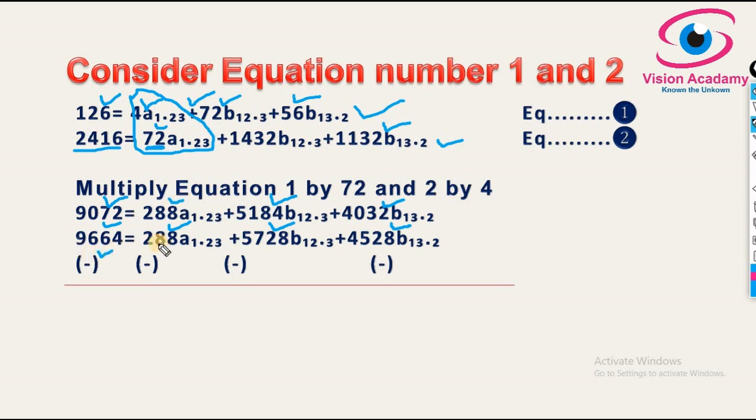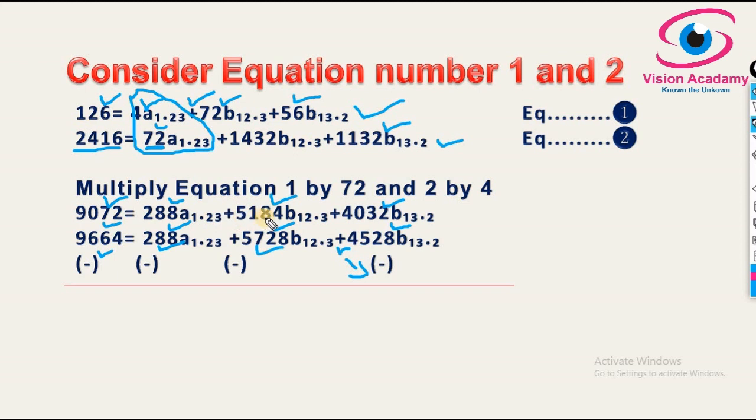Here also plus, I made it minus. Here also plus, I have made it minus. So now I will subtract 9072 by 9664, 288 by 288.